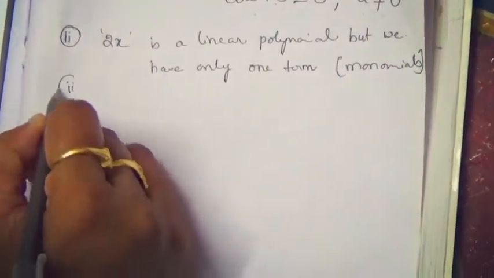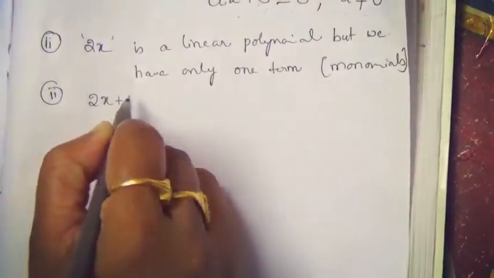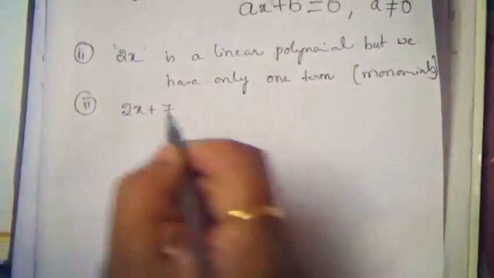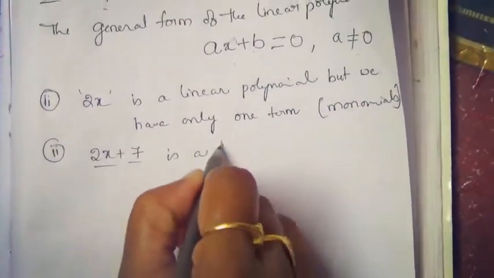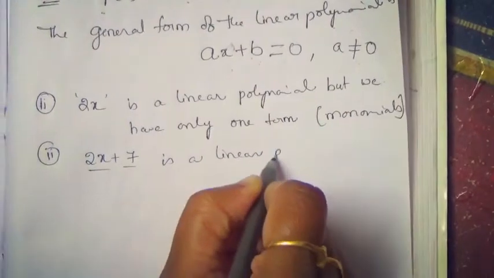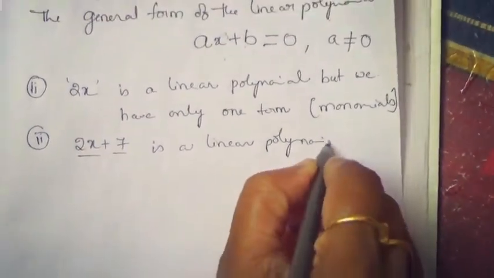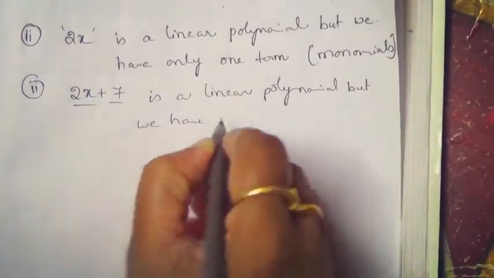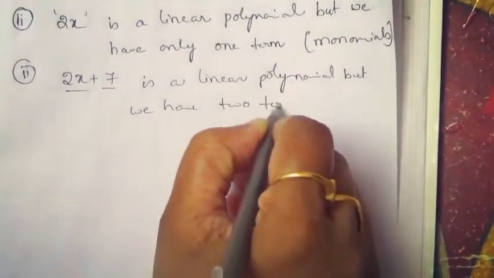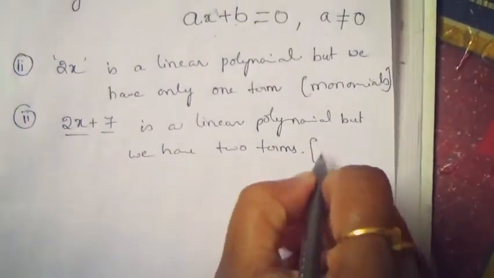So we can express this linear polynomial with two terms also, right? 2x plus 7. How many terms do we have? 2. It is a linear polynomial. Why is it a linear polynomial? Because the highest degree is 1. But we have 2 terms. So for this kind of polynomial we call it a binomial.